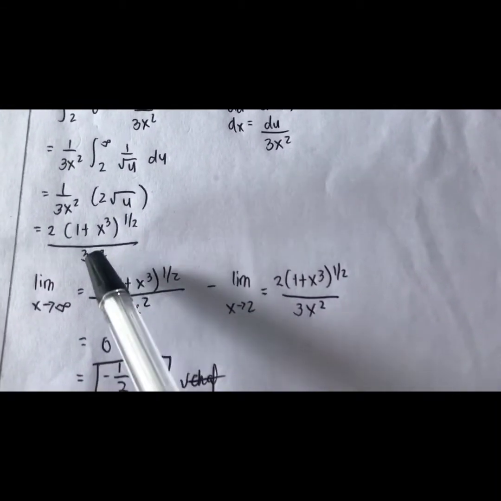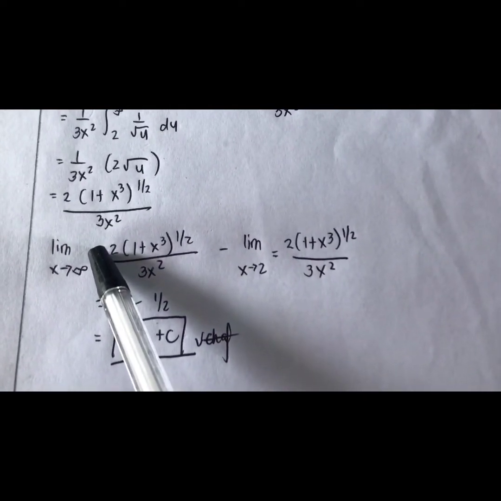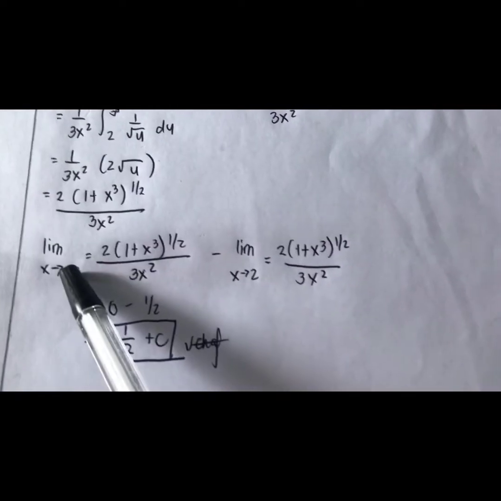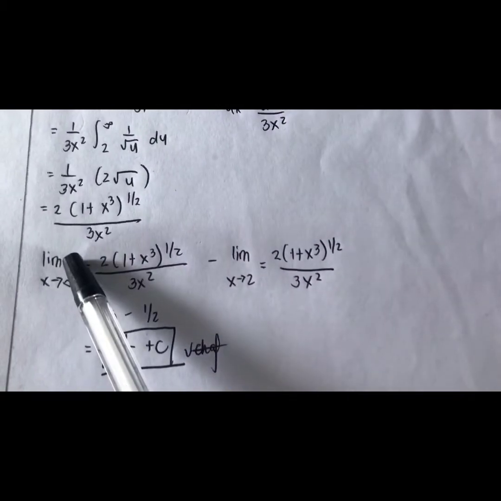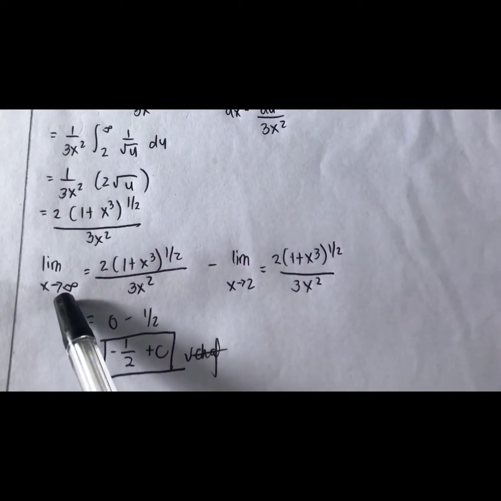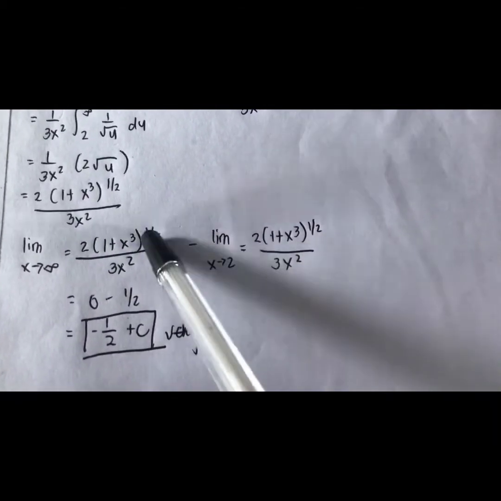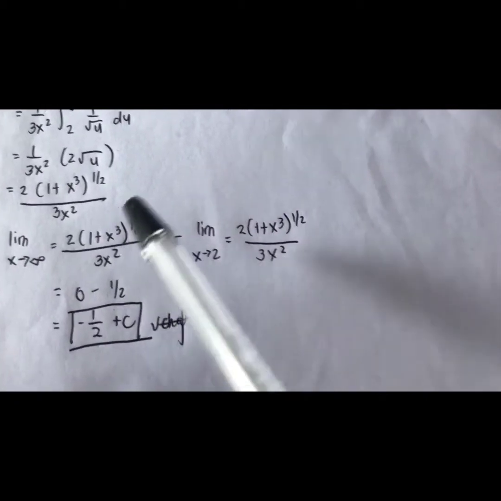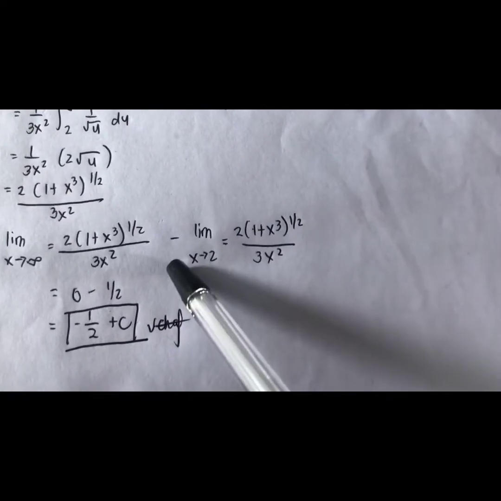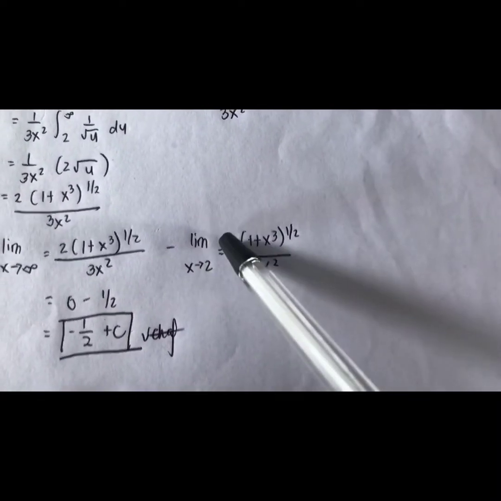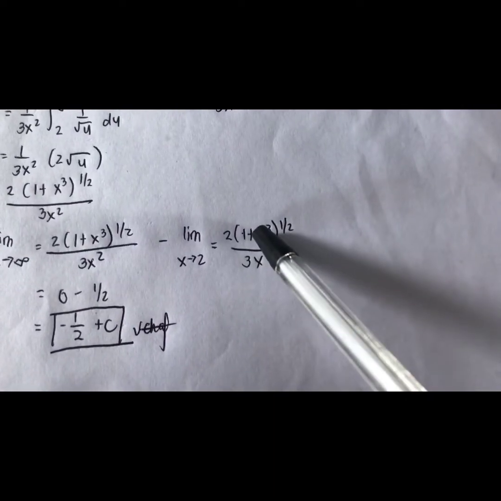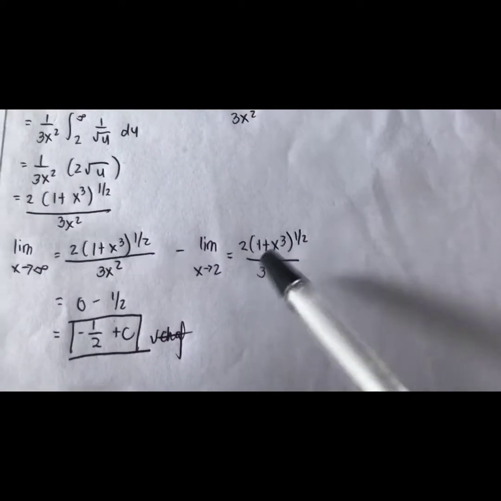Now, after we integrate the given, now we need to set it as a limit of integration. So we will have limit as x approaches positive infinity is equal to 2 times the quantity of 1 plus x cubed raised to 1/2 over 3x squared minus limit as x approaches 2 is equal to 2 times the quantity of 1 plus x cubed raised to 1/2 over 3x squared.